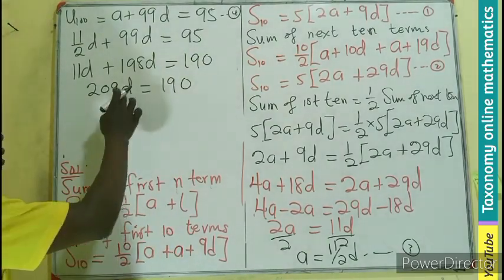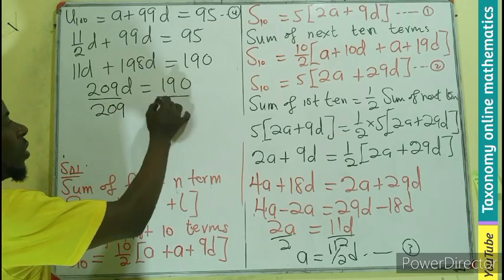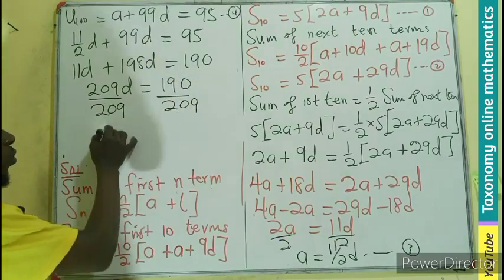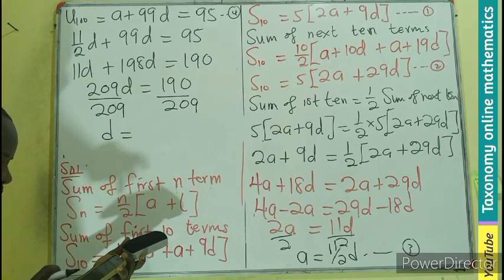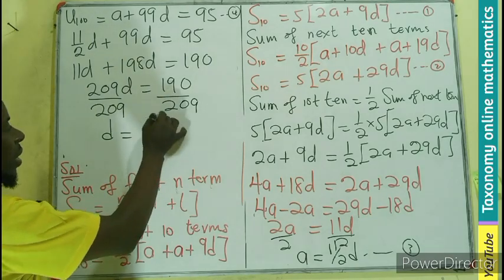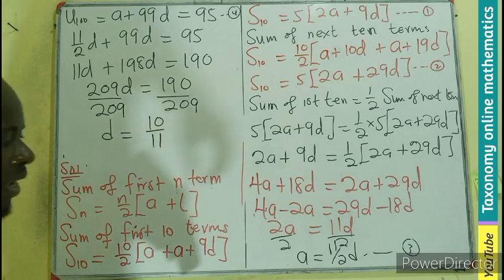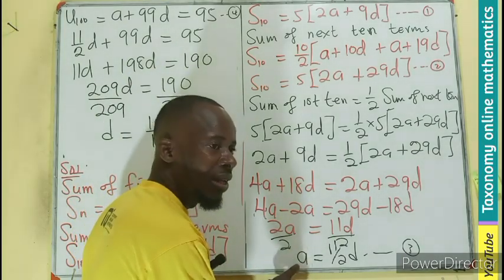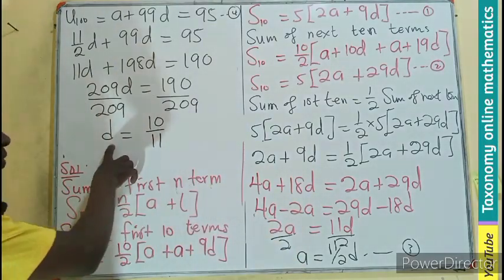But we can focus on this. So divide by 209, 209. So d will be equal to 10 divided by 11. So the first term, which is a, when I replace this, we already know what the common difference is.